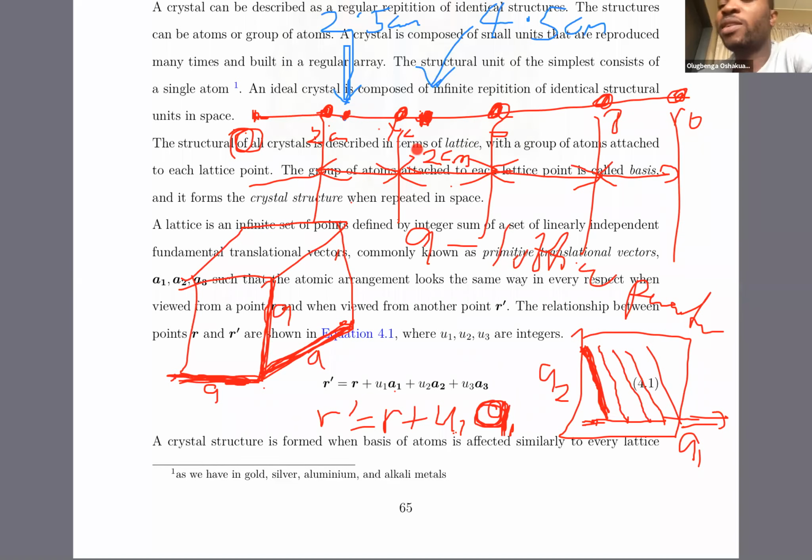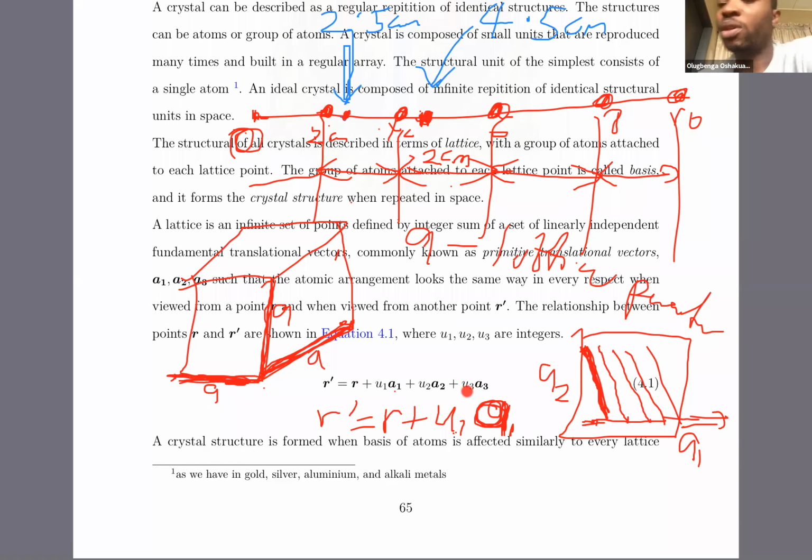So as long as you are at any particular point within the lattice or within the crystal structure, when you travel a certain distance from that point, plus integral multiples of each of the lattice vectors, you would be said to be in another spot that looks exactly like where you are coming from.